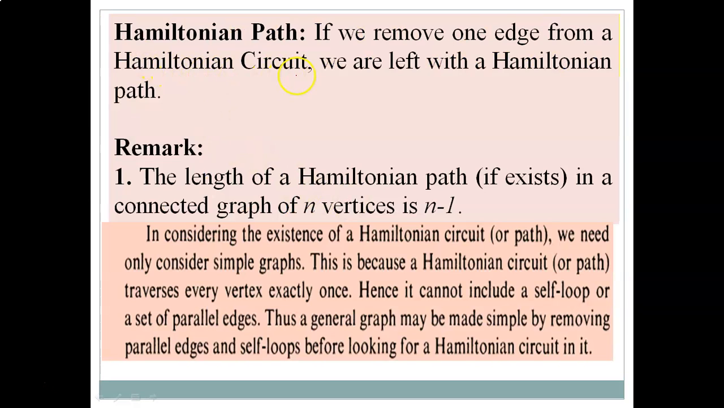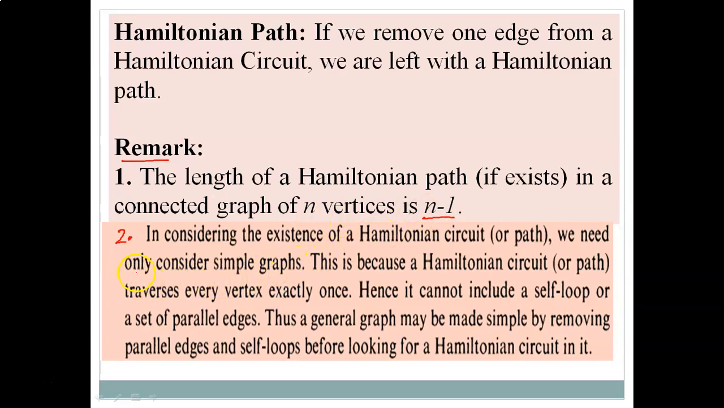A Hamiltonian path, as I explained, is what we are left with if we remove one edge from the Hamiltonian circuit. Now two remarks are there. Remark one: the length of a Hamiltonian path, if it exists in a connected graph of n vertices, is n minus 1.